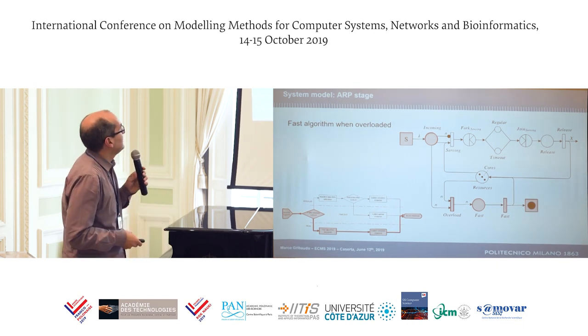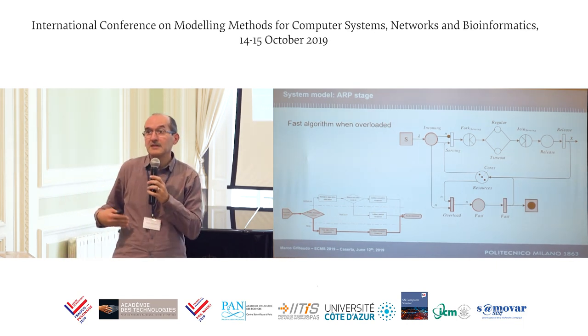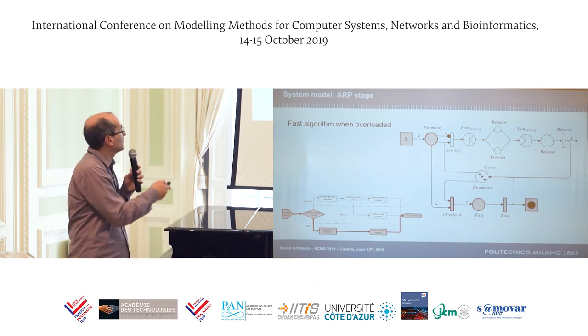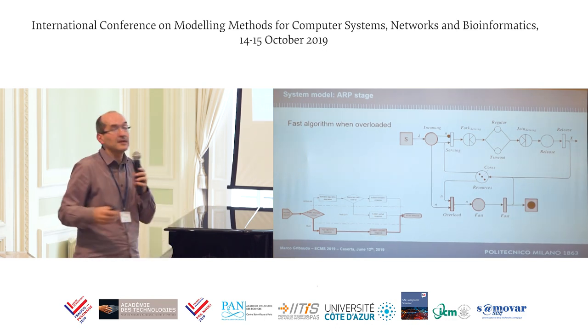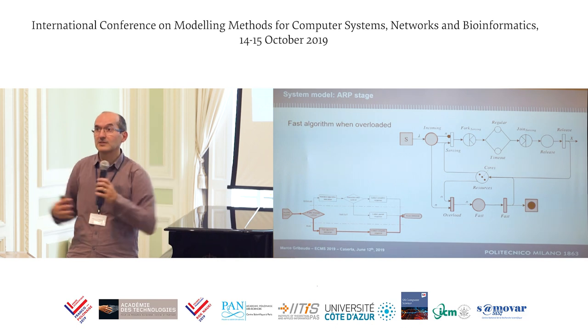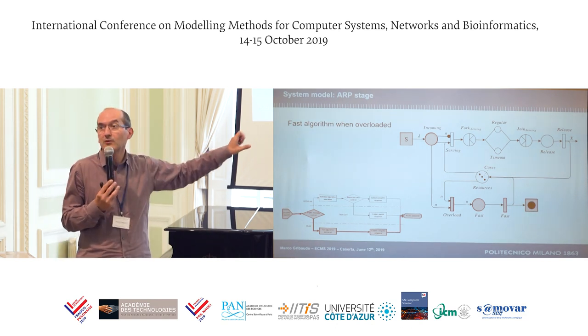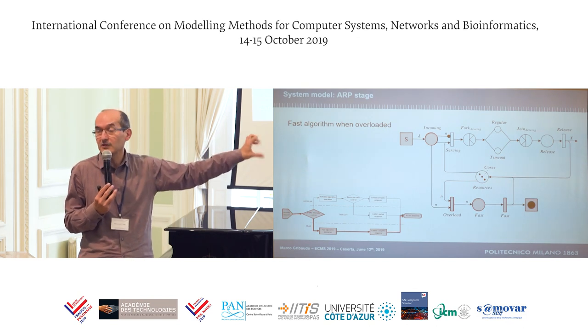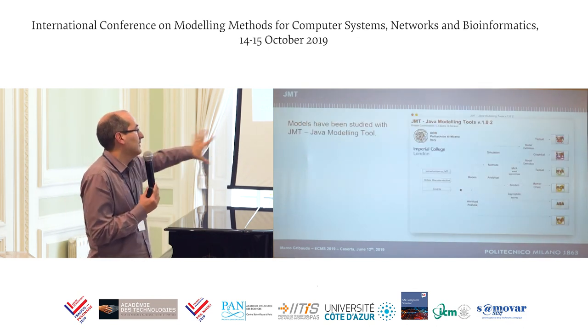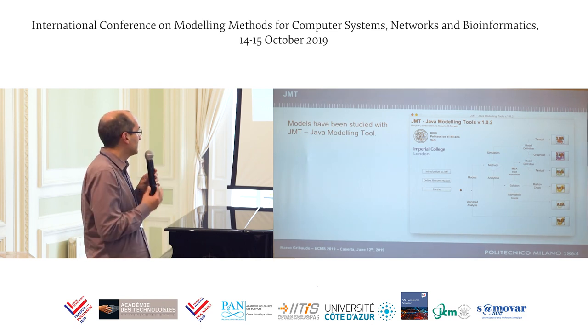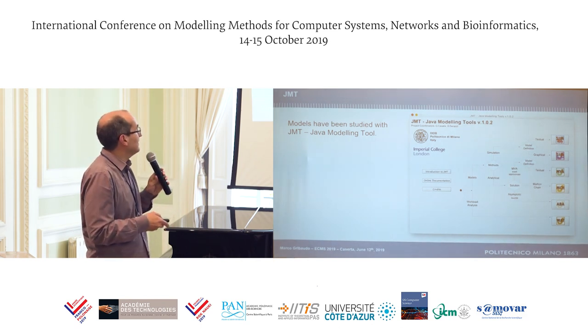And here, the overload is detected by the threshold of the queue. When the queue reaches a given threshold, then these jobs are served with the fast version of the algorithm that will provide the fast solution.